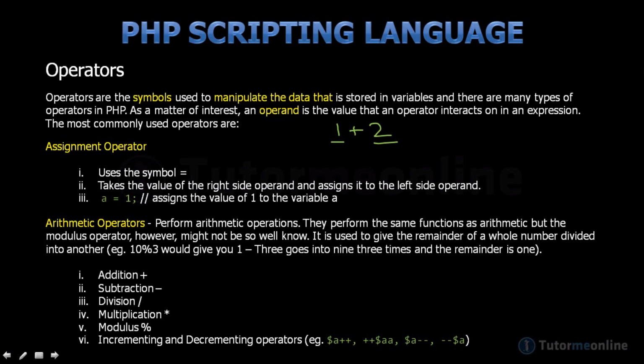So, how does this work? 3 goes into 9 3 times, and then what is the remainder? It is 1. Then we have incrementing and decrementing operators, which we will use much more extensively later on when we get into the meat of the code.